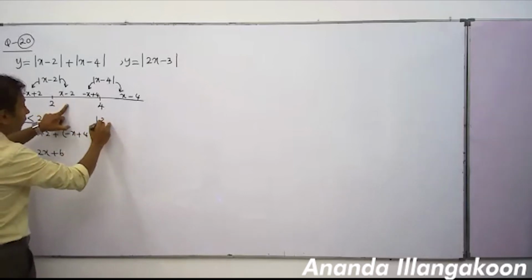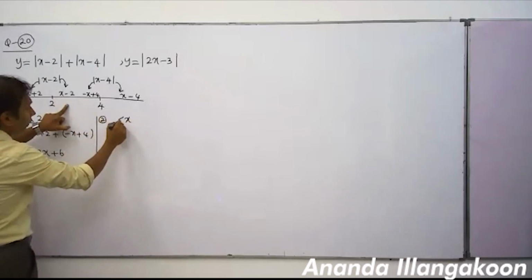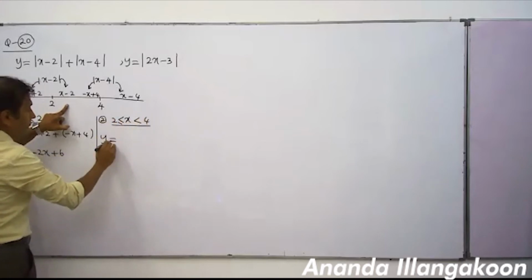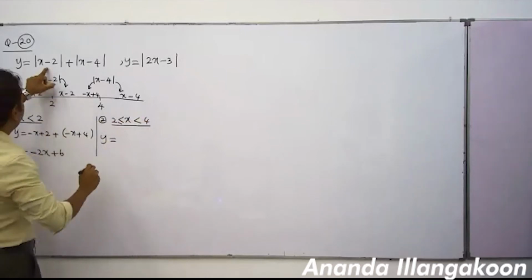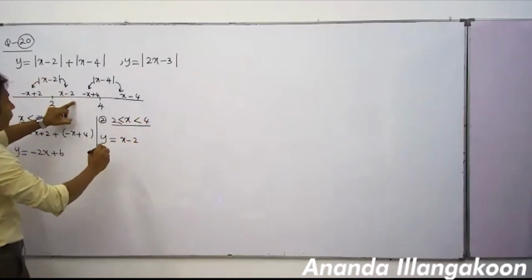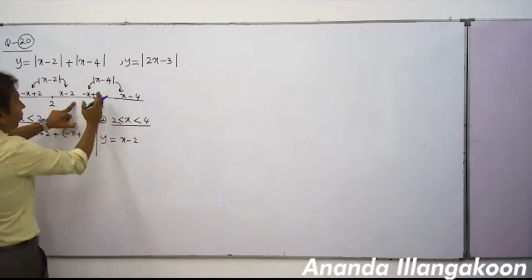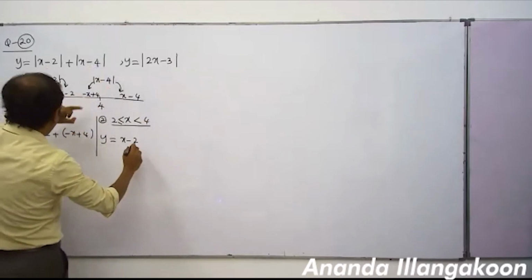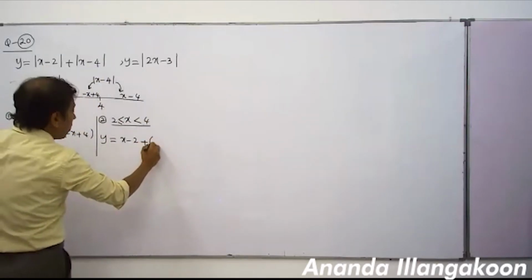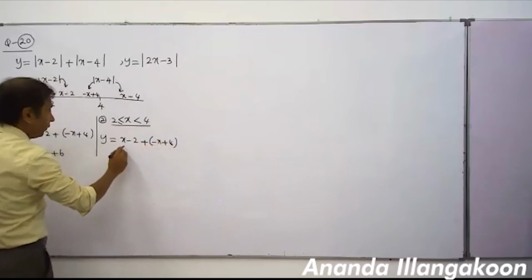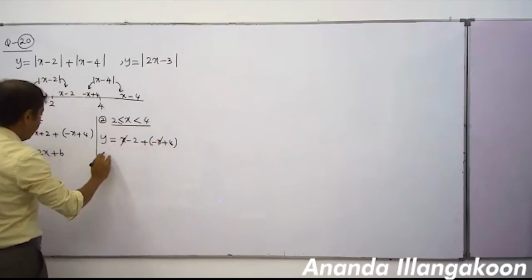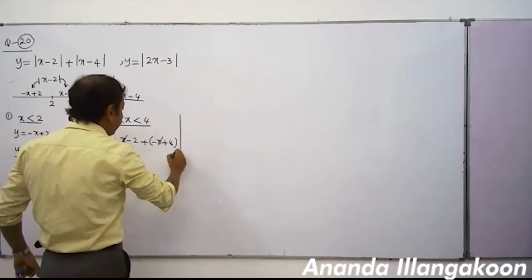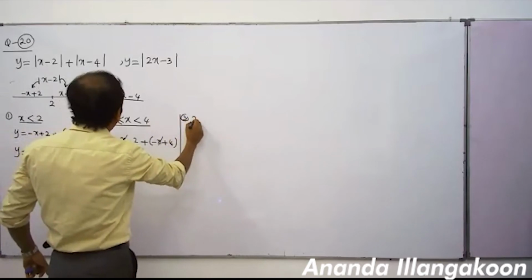Next, x greater than or equal to 2, but less than 4. In this interval, mod x minus 2 is x minus 2. This one, between 2 and 4, takes minus x plus 4, no? Right. You can cancel this and this. We get y equals 2. Next one, number 3, x greater than or equal to 4.